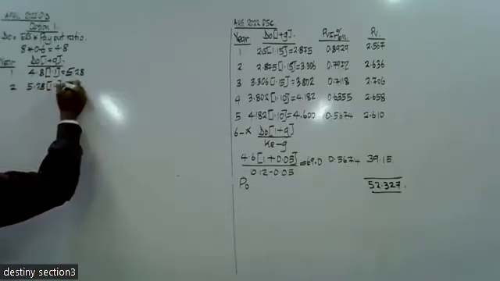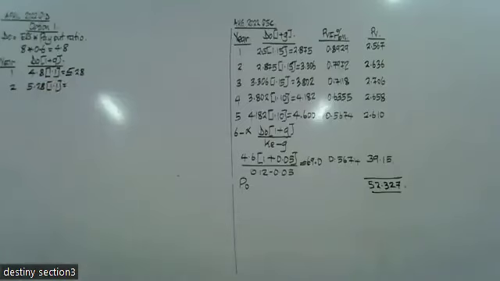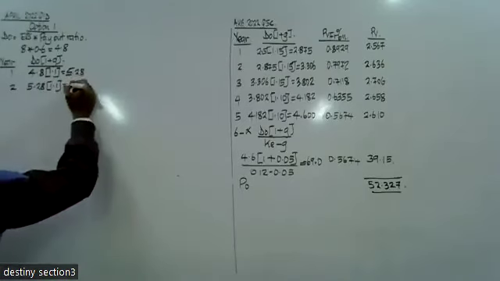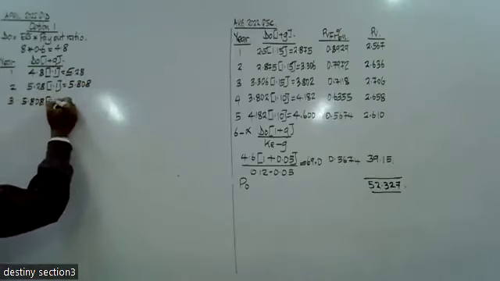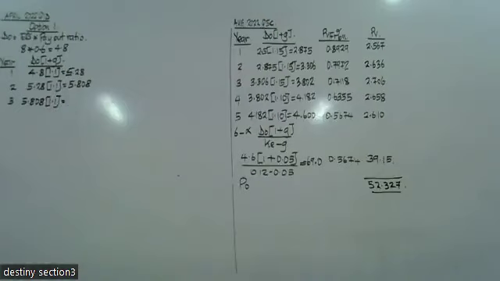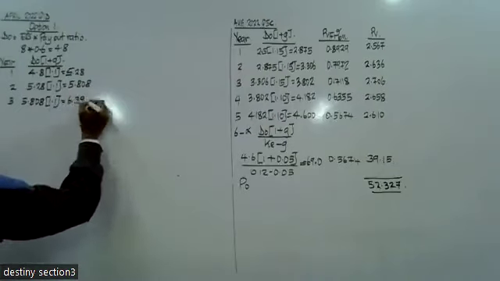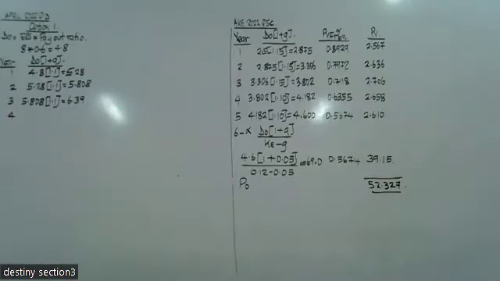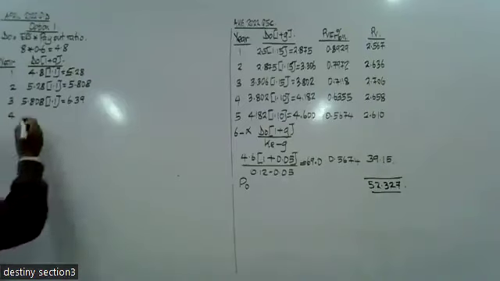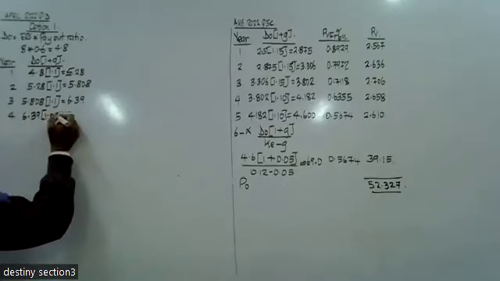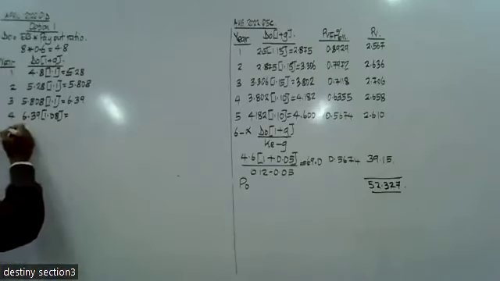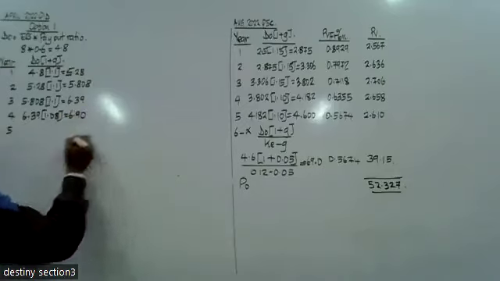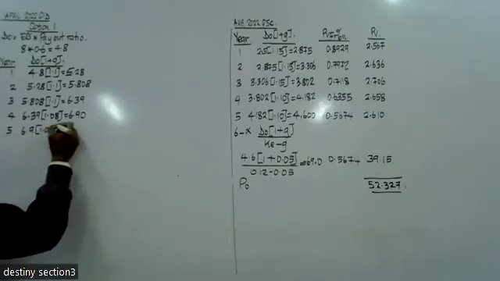Year two is 5.28. Again, it is growing by 10%. Then 5.808. Then year three, 5.808, still growing at 10%, gives 6.39. Year four, the growth rate will fall to 8% for the next 2 years, so 6.39 times 1.08. So the 8% is in effect for 2 years.